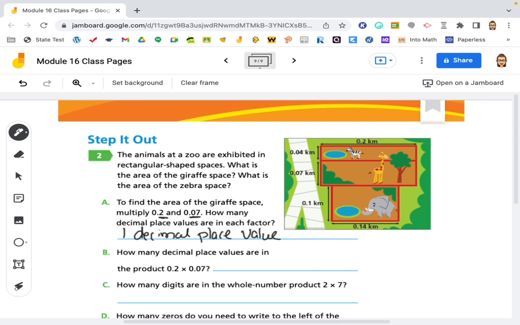And in the 7 hundredths, there are 2 decimal place values. So how many decimal place values are in the product? Well, 2 plus 1 is 3 decimal place values. And then it asks, how many digits are in the whole number product 2 times 7? Well, 2 times 7 is 14, so that would be 2 digits.